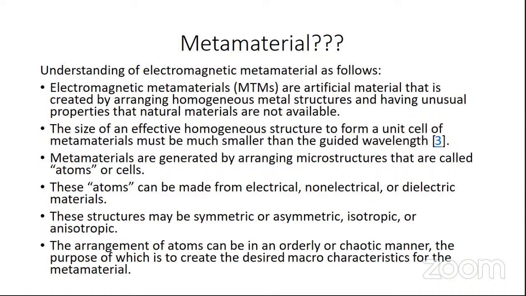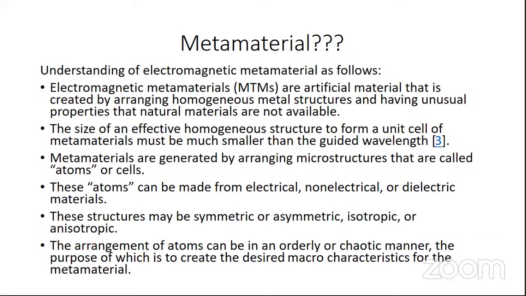There are many definitions that have been given by many scientists. In one definition, metamaterials are artificial materials created by arranging homogeneous metal structures and have unusual properties that are not available in natural materials. In another definition, the size of an effective homogeneous structure forming a unit cell of the metamaterial must be much smaller than the guided wavelength.